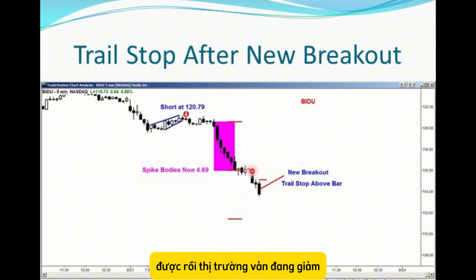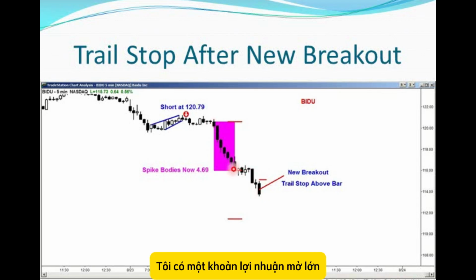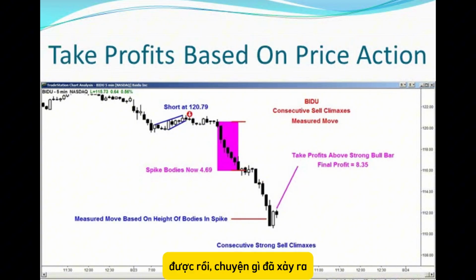Okay, the market is still falling. Another strong bear bar, a big bear bar closing near its low. I would feel comfortable trailing my stop to 1 tick above its high, especially since at this point I have a large open profit. If I were flat, I would be selling closes. I'd sell that close, I'd sell this close, and I would keep selling closes until there's some sign of a bottom.